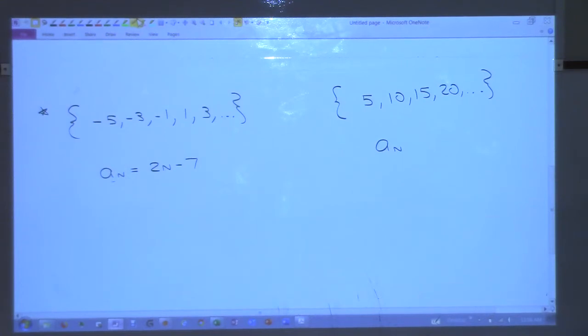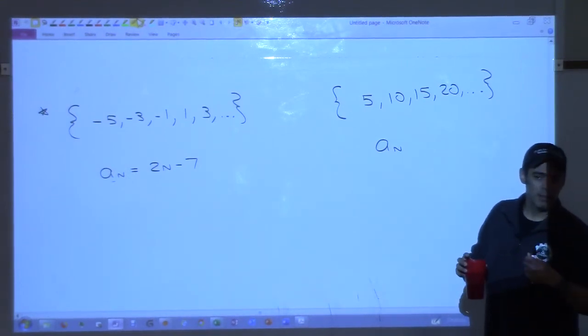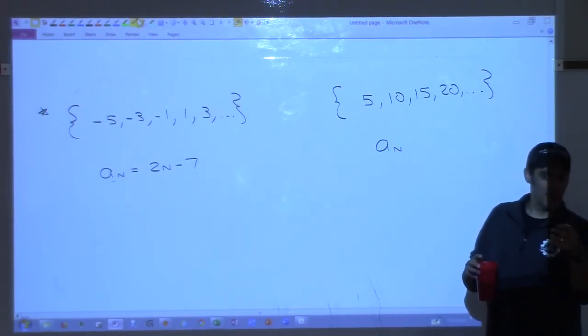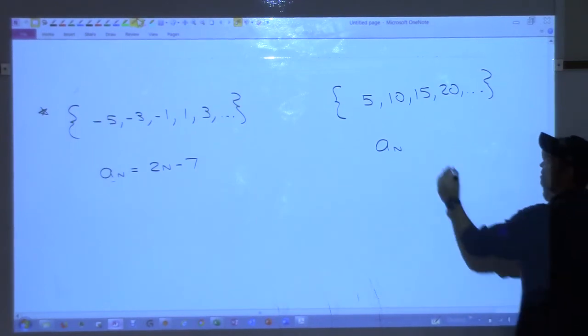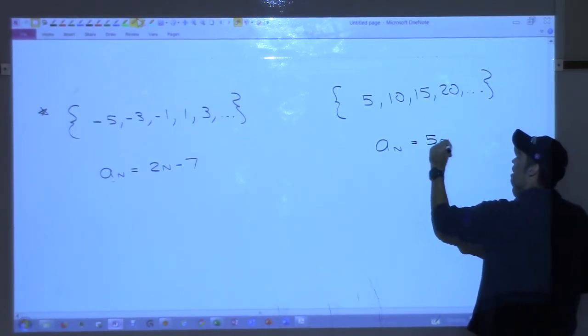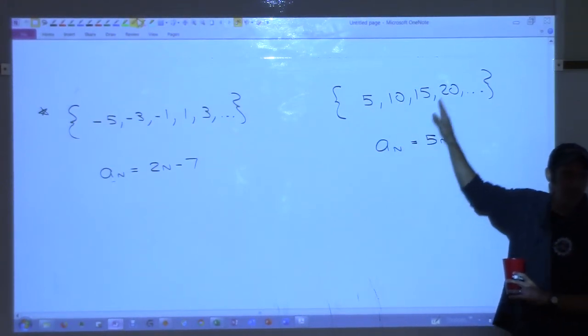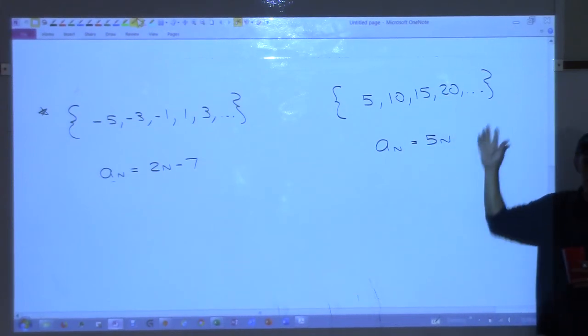So when you looked at even numbers, they jumped up by 2, right? And we used 2n. When we looked at odds, we still used 2n because it jumped by 2, right? But we subtracted so we could shift it. 5n. Everyone want to see that? There's a common difference that we're jumping by in this, right? It's by 5 each time. So if we start out at 1, we get 5, then 2, 10, right?